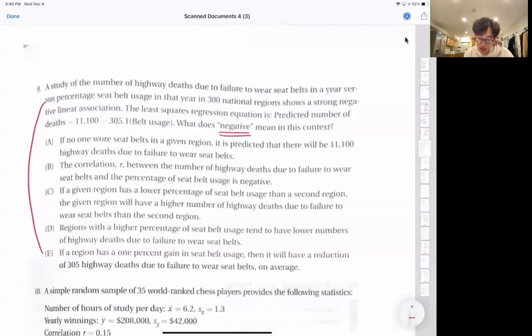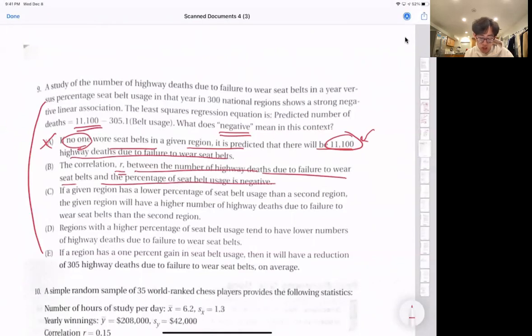It is predicted that 11,100 highway deaths due to failure to wear seatbelts. Okay, so this is really focusing on this number. If no one wore seatbelts in a given region, it is predicted. So this is actually describing what this 11,000 number is about. The correlation R between the number of highway deaths due to failure to wear seatbelts and the percentage of seatbelt usage is negative. Okay, certainly because the slope is negative, we can actually expect this to happen. So I'm going to put a little check mark on that.